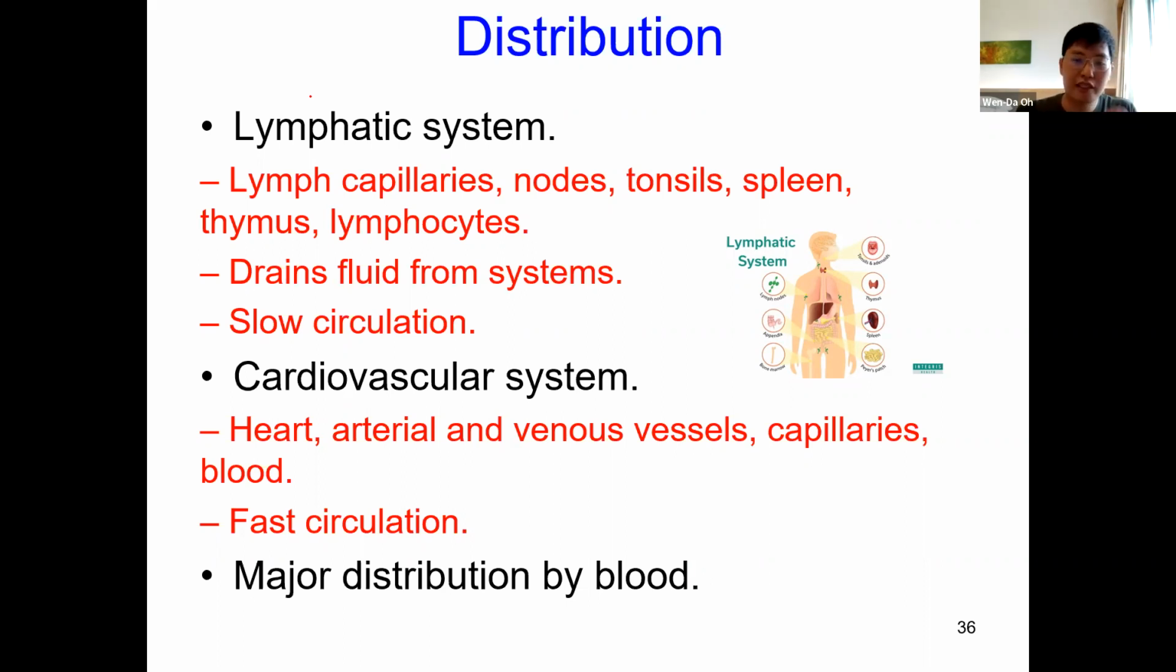If it goes to the cardiovascular system, this is the blood, and that means you are going to the heart, arterial vessels, capillaries, blood. This is something of concern because the cardiovascular system is a pressurized system, which means the circulation is very fast. Within seconds it can reach a target organ, and major distribution of the toxicant usually is by blood, because it's fast. It's a pressurized system. Most of the toxicant will go into the blood itself.